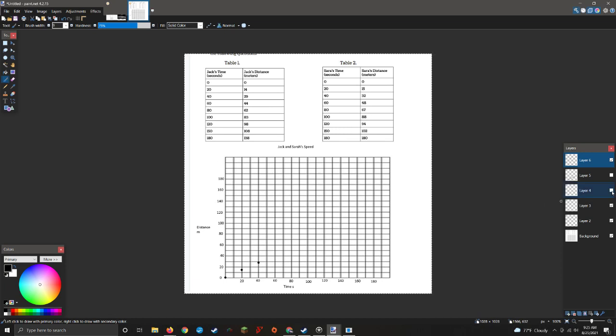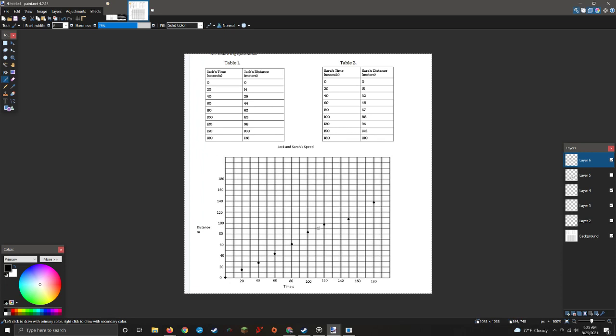Now, just to save some time, I've gone ahead and done the rest of these. Okay, so here are our plots for all of these. Once again, we went across to our time and then went up to our distance and put our dot. And now something we notice here is that it's mostly in a straight line, but we've got this little bit of dip here before it picks back up. So we don't know what happened here.